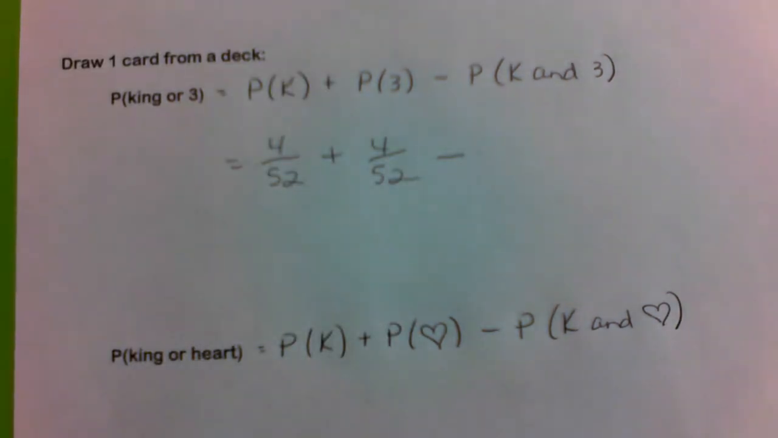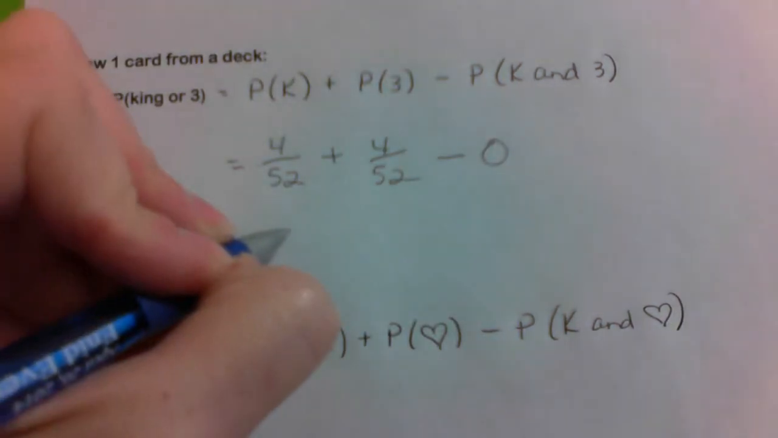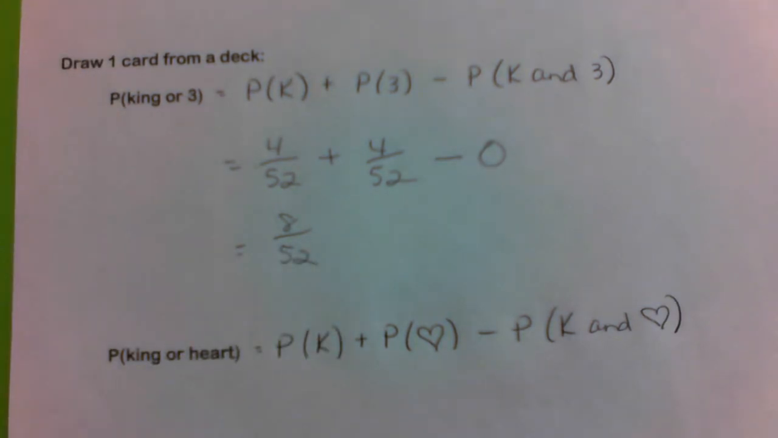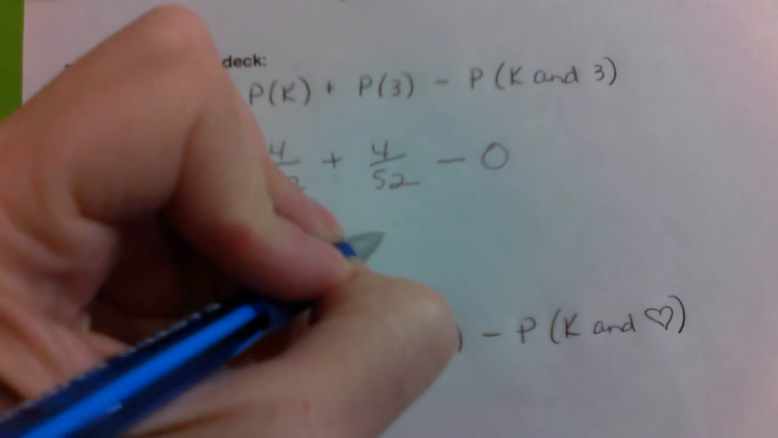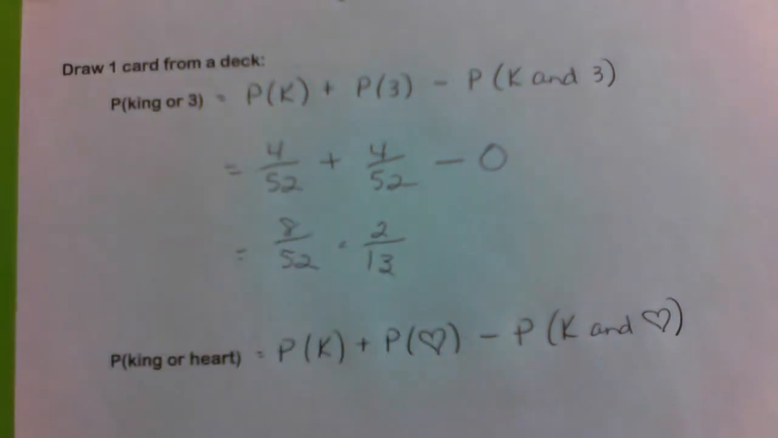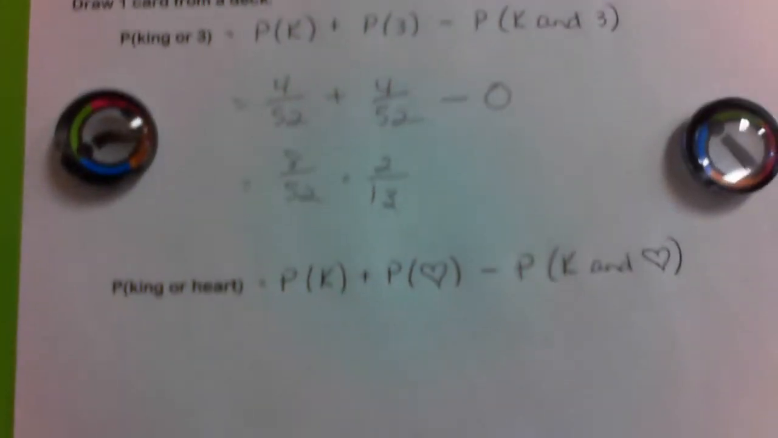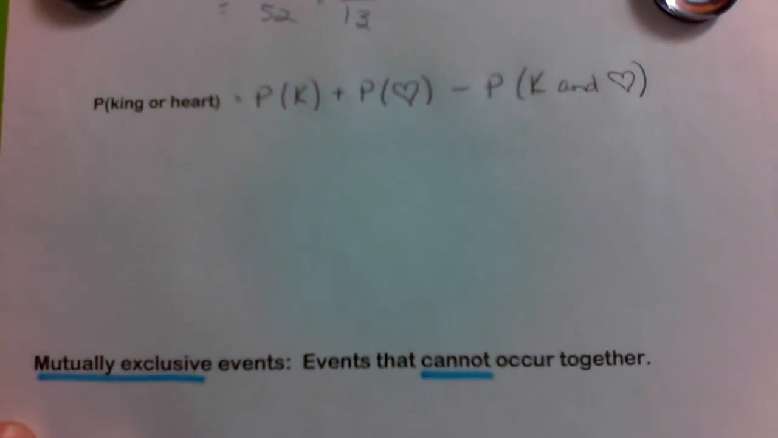If you draw one card, what is the probability that you get a king and a 3 at the same time? Can't happen. So that would be 0. So you get 8 over 52, and that reduces to 2 over 13. So you're probably looking at it and going, well, what is the purpose of this? Because the two examples we did, that was always 0. Well, let me show you why you still have to consider that, because it will not always be 0.